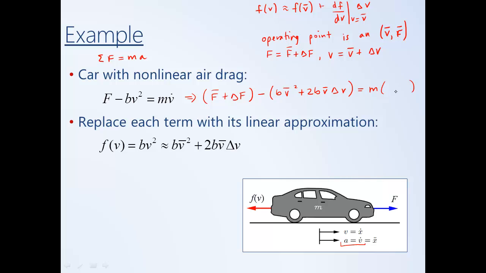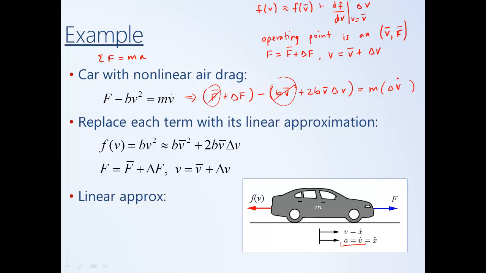And then looking at this, since in equilibrium the tractive force exactly offsets the air drag, this f bar is going to be exactly equal to this b v bar squared. So since we have a negative sign there, those two will subtract. Plug those in, and our linear approximation is delta f minus 2b v bar delta v equal to m times delta v dot.